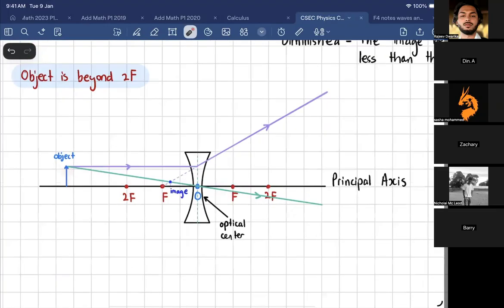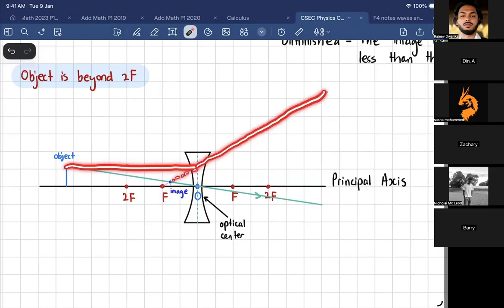Yes, sir. So you need to apply the 2 rules you learned to find a point of intersection. The first rule you learned was that if you have a light ray passing through the optical center, it's going to go right through. If you have a line passing through the optical center, it will just go straight through. So I have the green line over there. And the other thing you learned, if you have a light ray parallel to the principal axis, it is going to appear as if it's coming from the focal point.